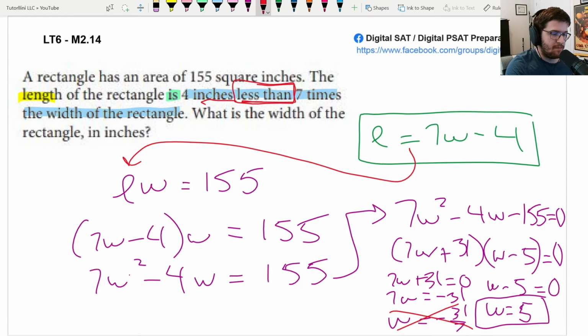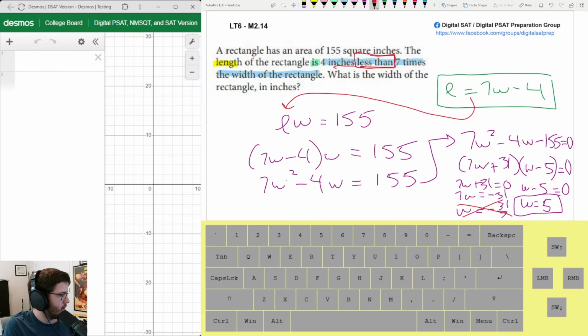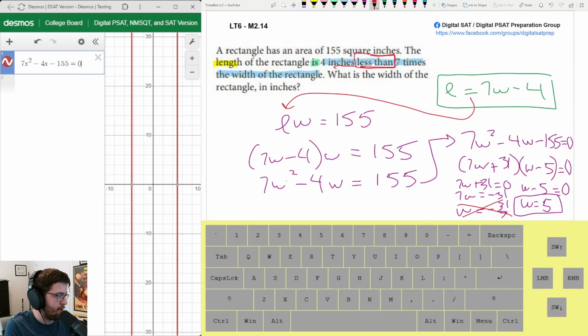Okay, so you could type in the equation we came up with, 7x squared minus 4x minus 155 equals 0, and you'd very quickly see the answer is 5. You can't have a negative width, so it would be 5.